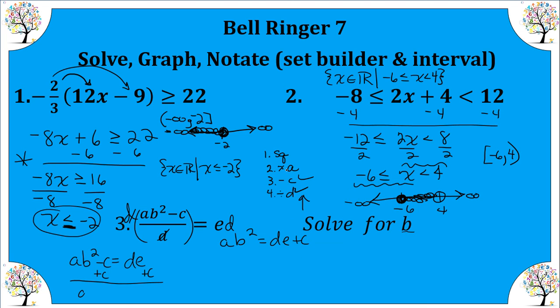Now we're going to undo multiplication. So we're going to divide by a, the entire expression. And we get b squared equals d times e plus c all over a. Check. And now we have to undo squaring, which is taking the square root. So when I take the square root, that undoes squaring. And when I take the square root of the other side, I want to remember to do a plus minus. So b equals plus or minus the square root of de plus c all over a. And I hope this helps.